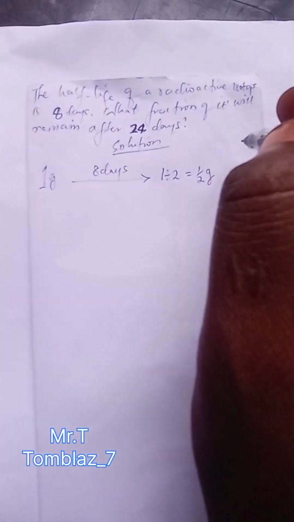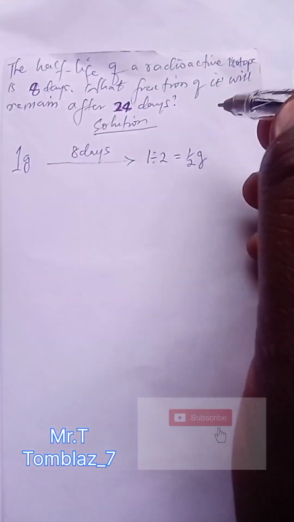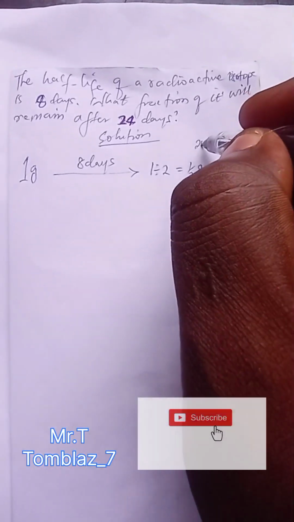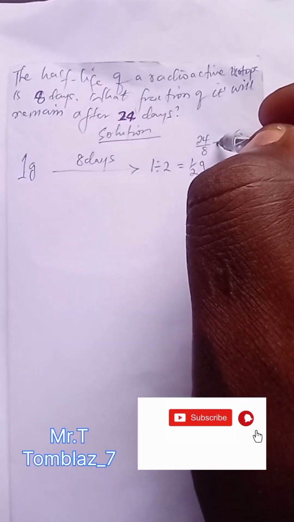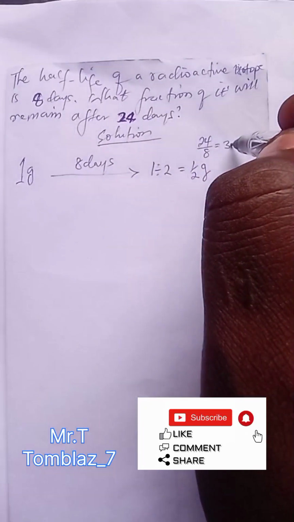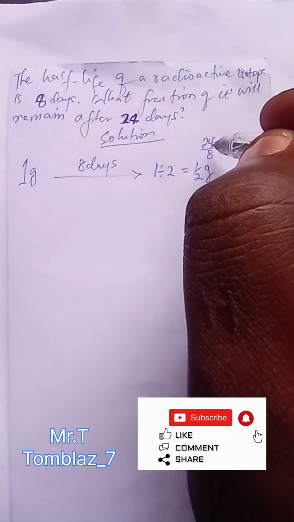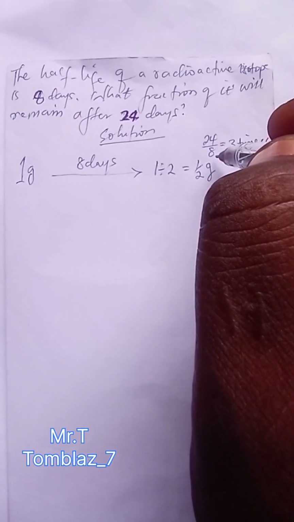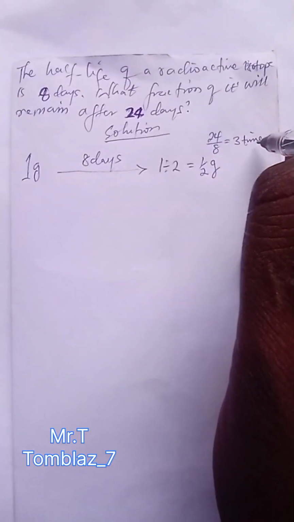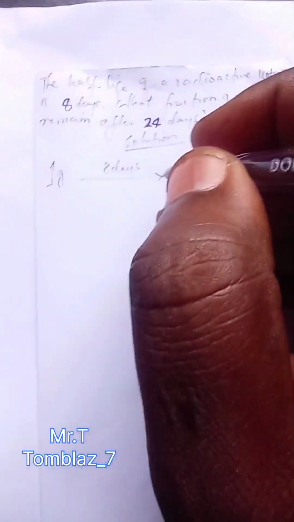But then, how many 8 days do we have in 24 days? So we have 24 divided by 8, which gives us 3. So we have 3 times. So that means we're going to repeat this 3 times, right?